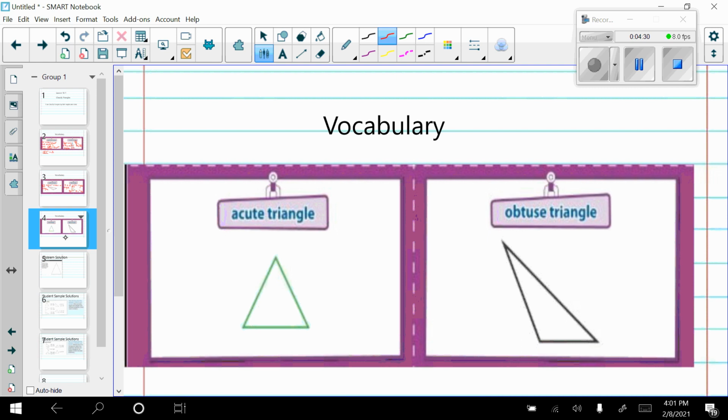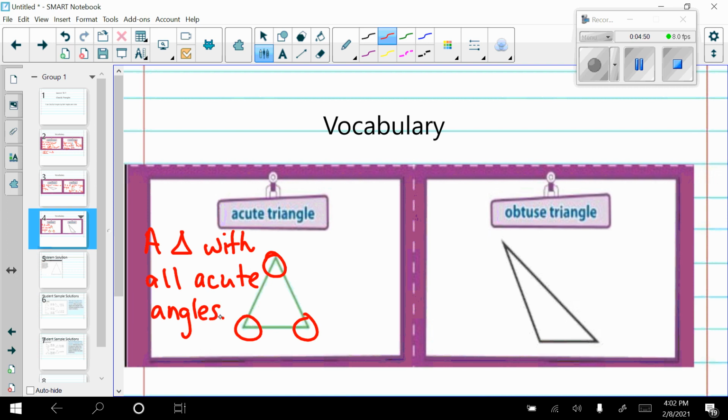Okay, the next 2 are an acute triangle. An acute triangle is a triangle with all acute angles. Now, what is an acute angle? It is less than 90 degrees. So that means this angle here is 89 degrees or less. This angle is 89 degrees or less. And this angle is 89 degrees or less.